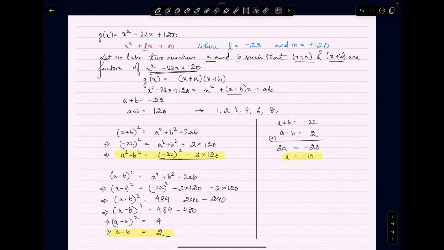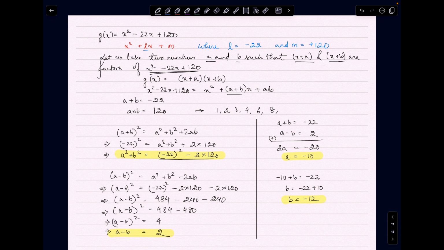Similarly, if I put the value of a in the equation, minus 10 plus b equals minus 22. So b you are getting what? Minus 22 plus 10, so the b value is minus 12. Got my point? A value and B value are found.